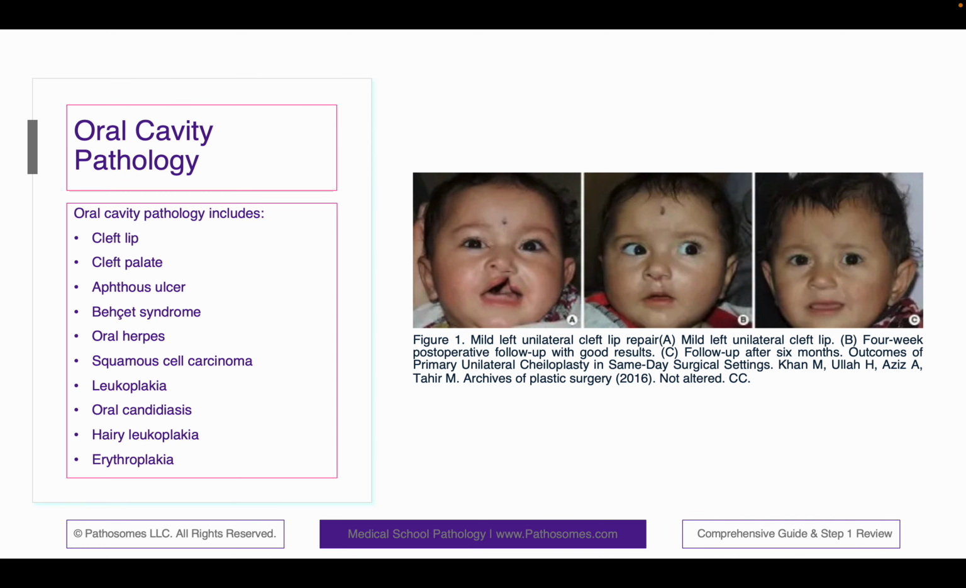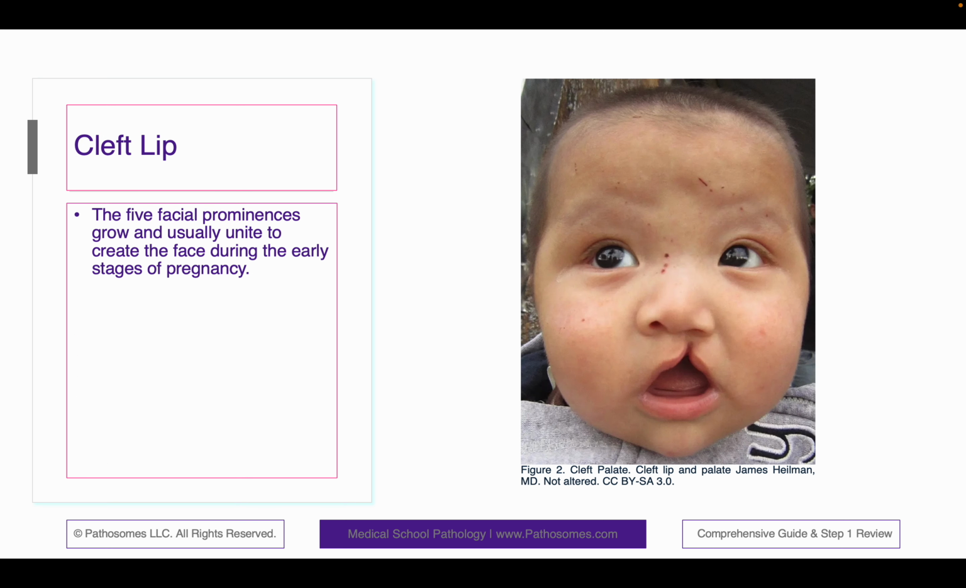So we're going to be talking about oral cavity pathology, okay? Oral cavity pathology includes the cleft lip, cleft palate, aphthous ulcers, Behçet syndrome, oral herpes, squamous cell carcinoma, leukoplakia, oral candidiasis, hairy leukoplakia, and erythroplakia. Okay? Let's start with the cleft lip.